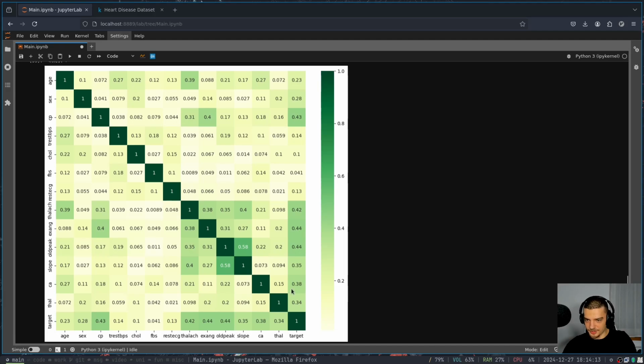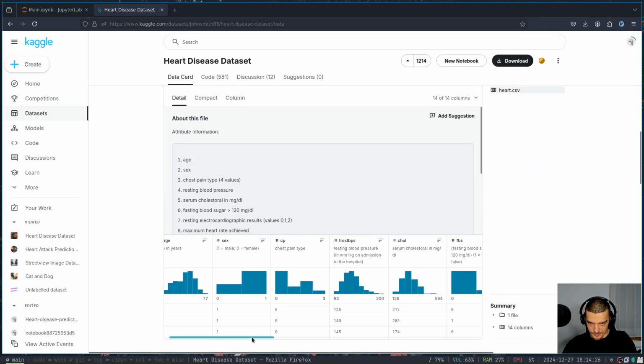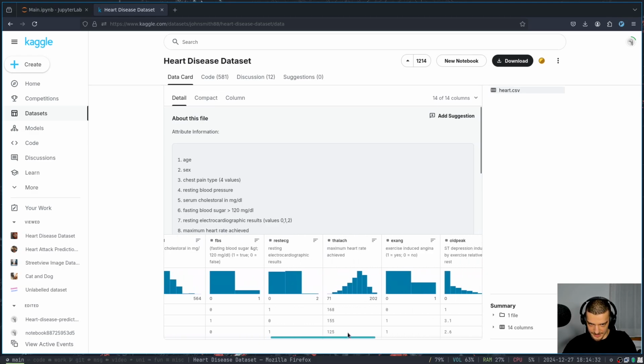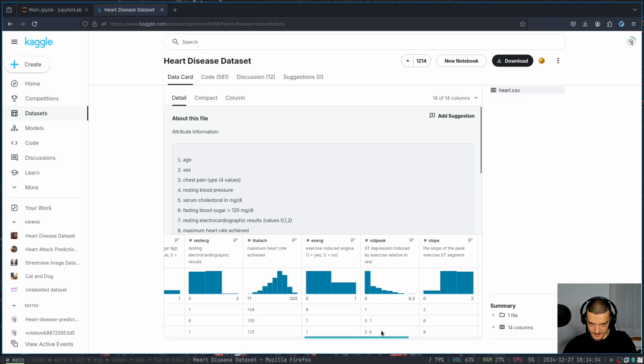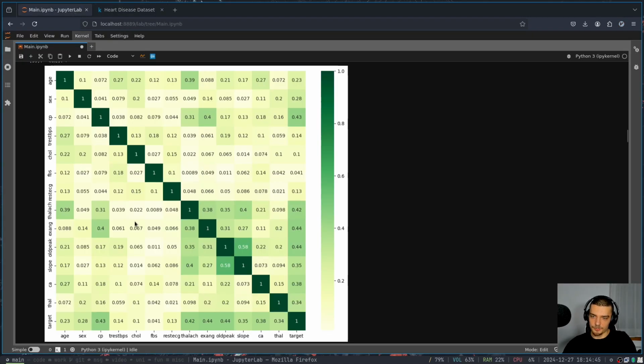And then you can see that the strongest correlation between the target variable and the other features is between exang and oldpeak. So if we go to the data, what is this? This is the column 1, 2, 3, 4, 5, 6, 7, 8, 9, 10. So I think 9 and 10. Exercise-induced angina, and then we have ST depression induced by exercise relative to rest. I'm not really sure what these mean, but these two features seem to be, if you just look at the correlation, the most important ones.